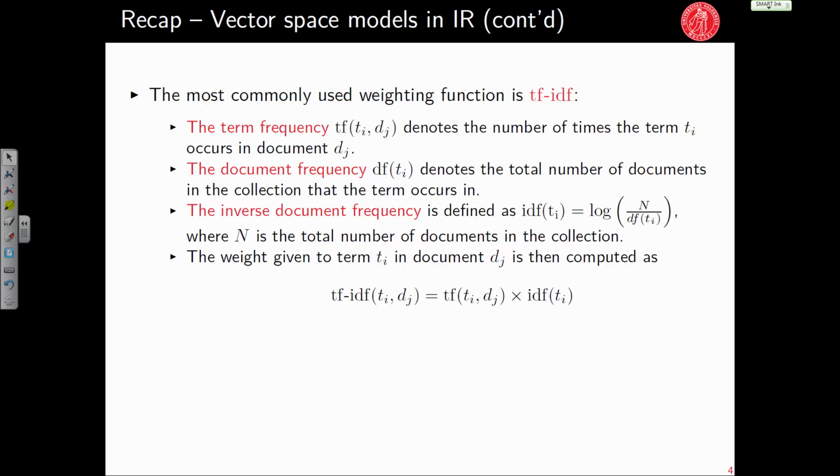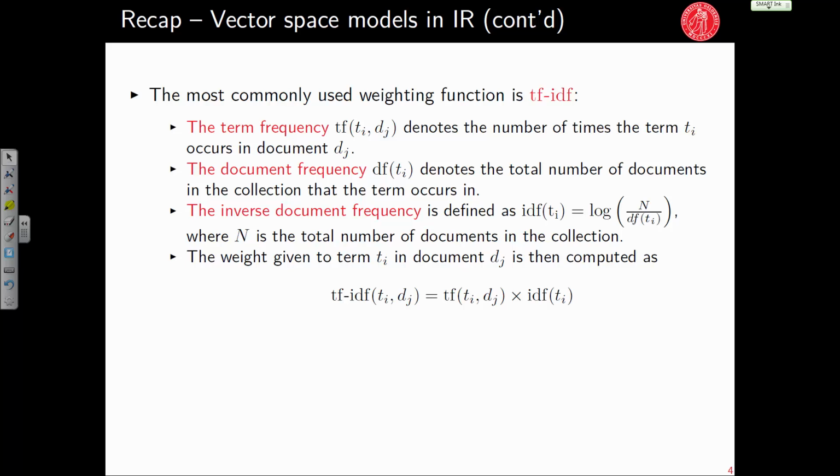So if we have 20,000 documents in our collection, n will be 20,000. And the document frequency, if it occurs in all the documents, will also be 20,000, right? So 20,000 divided by 20,000 is 1. The logarithm of 1 is 0, and so the weight will be 0. Why is that? Because a word that occurs in all documents is not a discriminative feature, not an indicative feature of the content of the document.